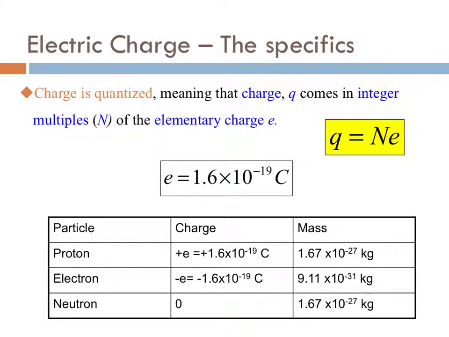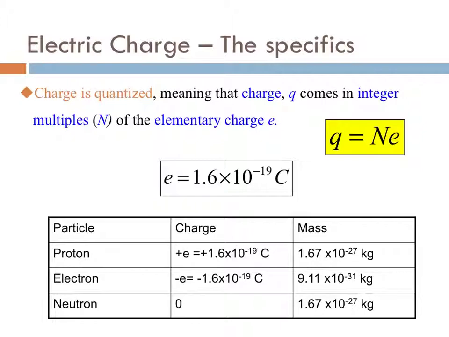Now, charge is quantized. What that means is Q, which is going to represent charge, is an integer multiple, which is capital N in this case, of the elementary charge e. e is a value of 1.6 times 10 to the negative 19 coulombs. So a proton has this charge, but it's positive. An electron has this charge, but it's negative. Now, these values, including their masses, are going to be found on the constant sheet, so it's not something you have to memorize. But remember that Q, the charge, is an integer multiple of the elementary charge.